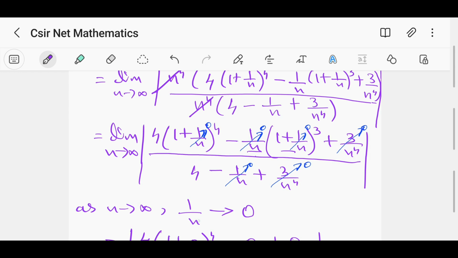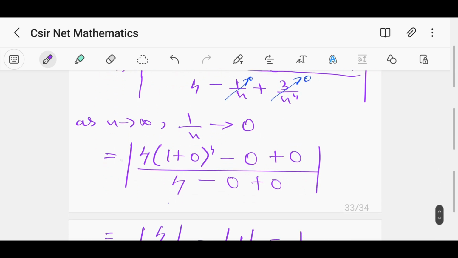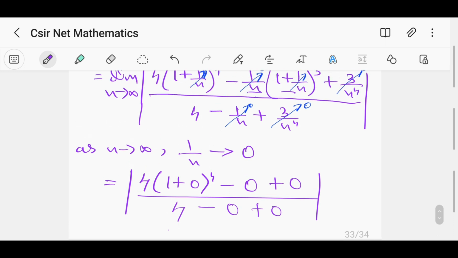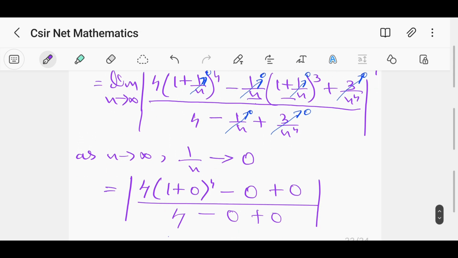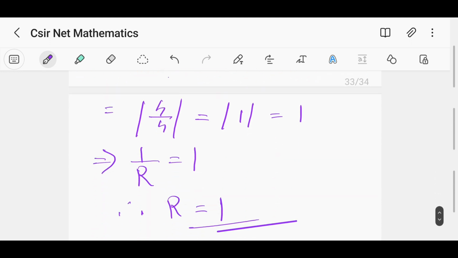So as n tends to infinity, 1 by n tends to 0. So we are left with, here in this term, again don't write limit as n tends to infinity, since here itself we have taken limit as n tends to infinity. So this implies 4 divided by 4, that will be equal to 1. So 1 by r is 1, so radius itself is 1. Here we may have some other term. In case we have 4, then radius of convergence will be 1 by 4. So 1 by r is equal to 1. So for the radius, take the reciprocal. So r will be equal to 1.